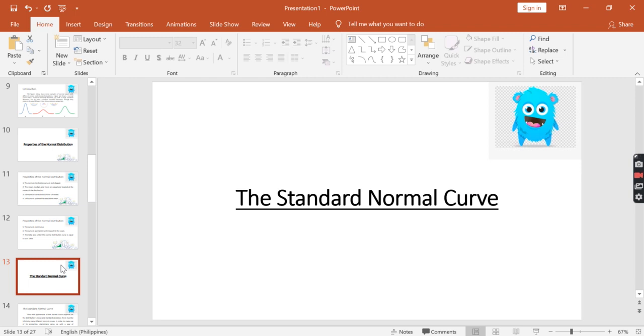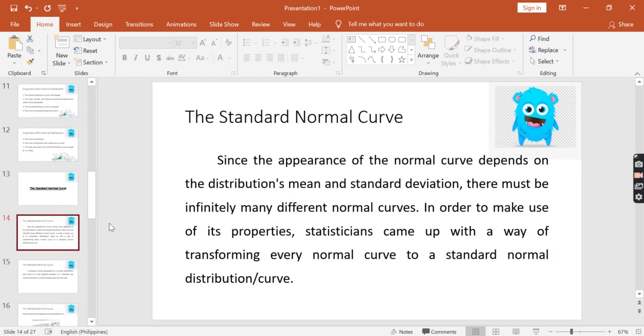Okay? Now, with that, the statisticians created this type of normal curve, and we call this the standard normal curve. Since the appearance of the normal curve depends on the distribution's mean and standard deviation, there must be infinitely many different normal curves. In order to make use of its properties, statisticians or mathematicians came up with a way of transforming every normal curve to a standard normal distribution or standard normal curve.